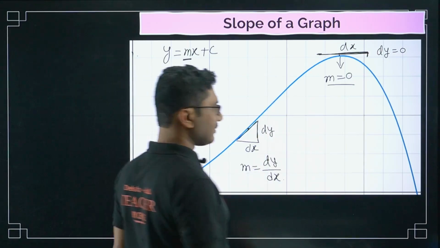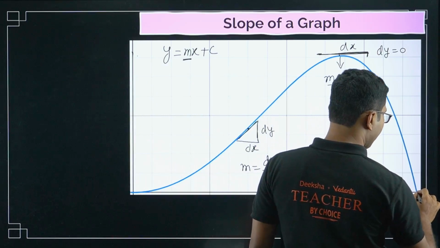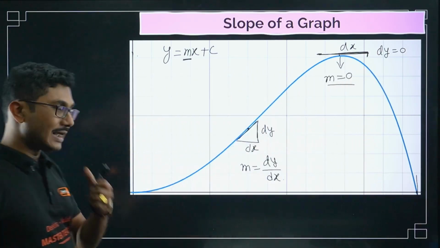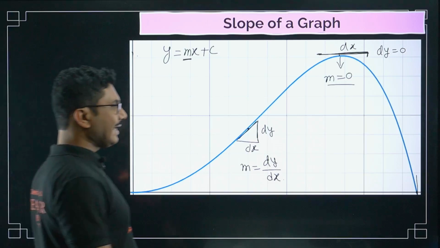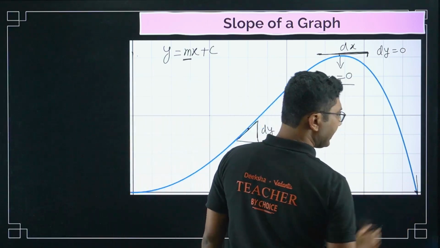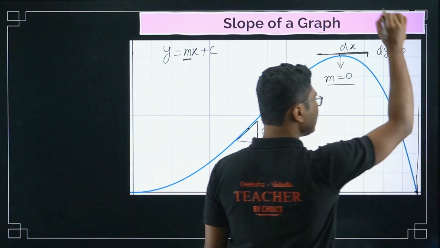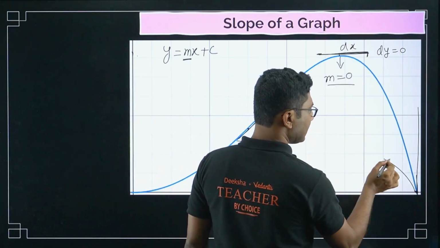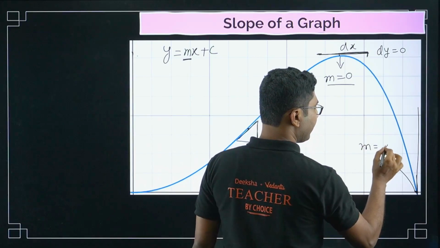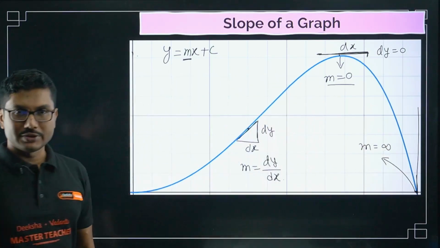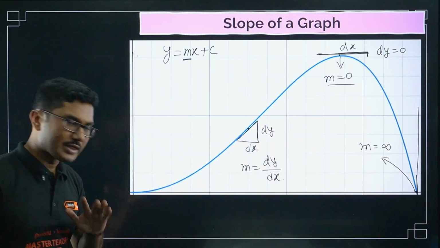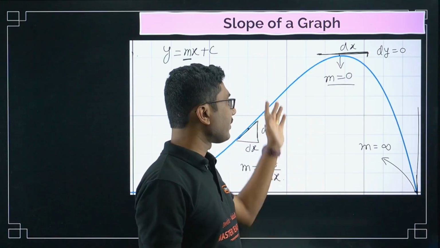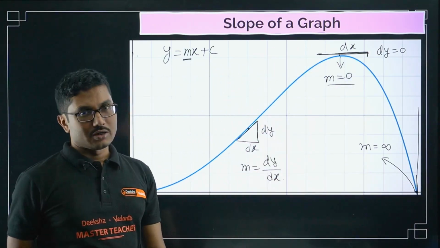Similarly, if you try to find the slope at a point where it is exactly meeting the x-axis, here dx is almost 0, but dy is not 0. So at this point, slope is infinity. Slope can be infinity, slope can be 0, slope can be a finite value as well. Based on how the graph is plotted, different points will have different slopes.